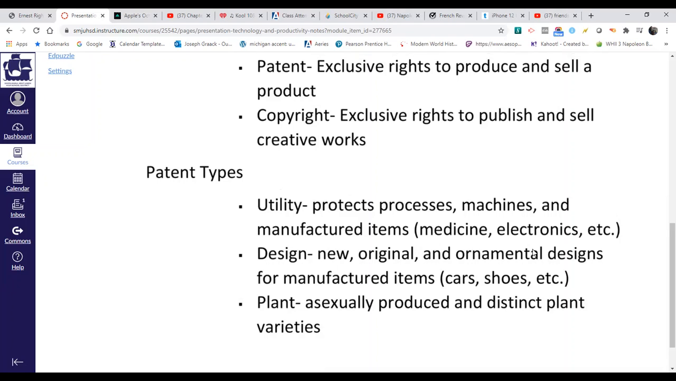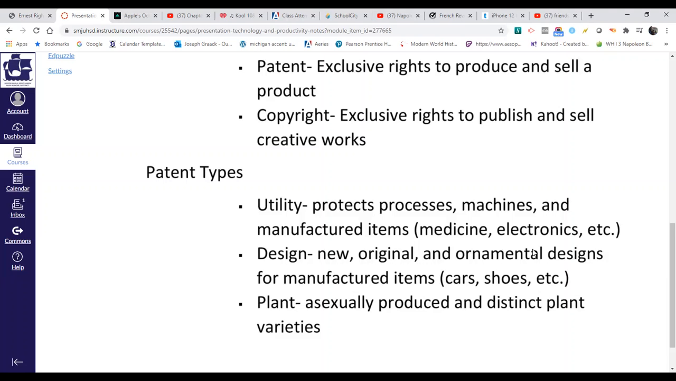So basically your chemical creation of medicine is a utility patent. Any type of electronics is going to be a utility patent. If you are in car manufacturing or shoe manufacturing, like a different pair of Air Jordans, those are going to be design patents. So new, original, ornamental designs for manufactured items, such as the design of the new Ford Mustang, the design of the Tesla Model X. All of those things would be protected.